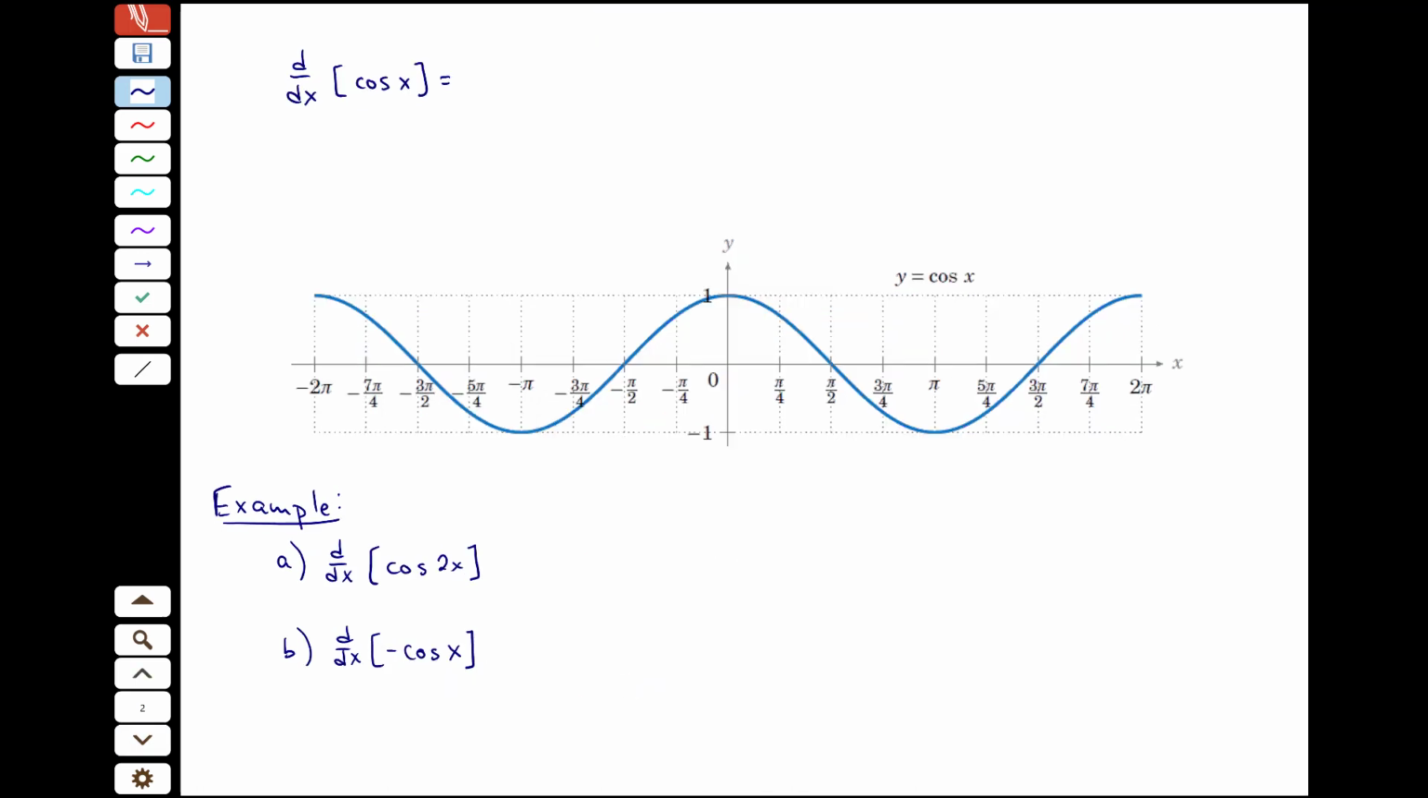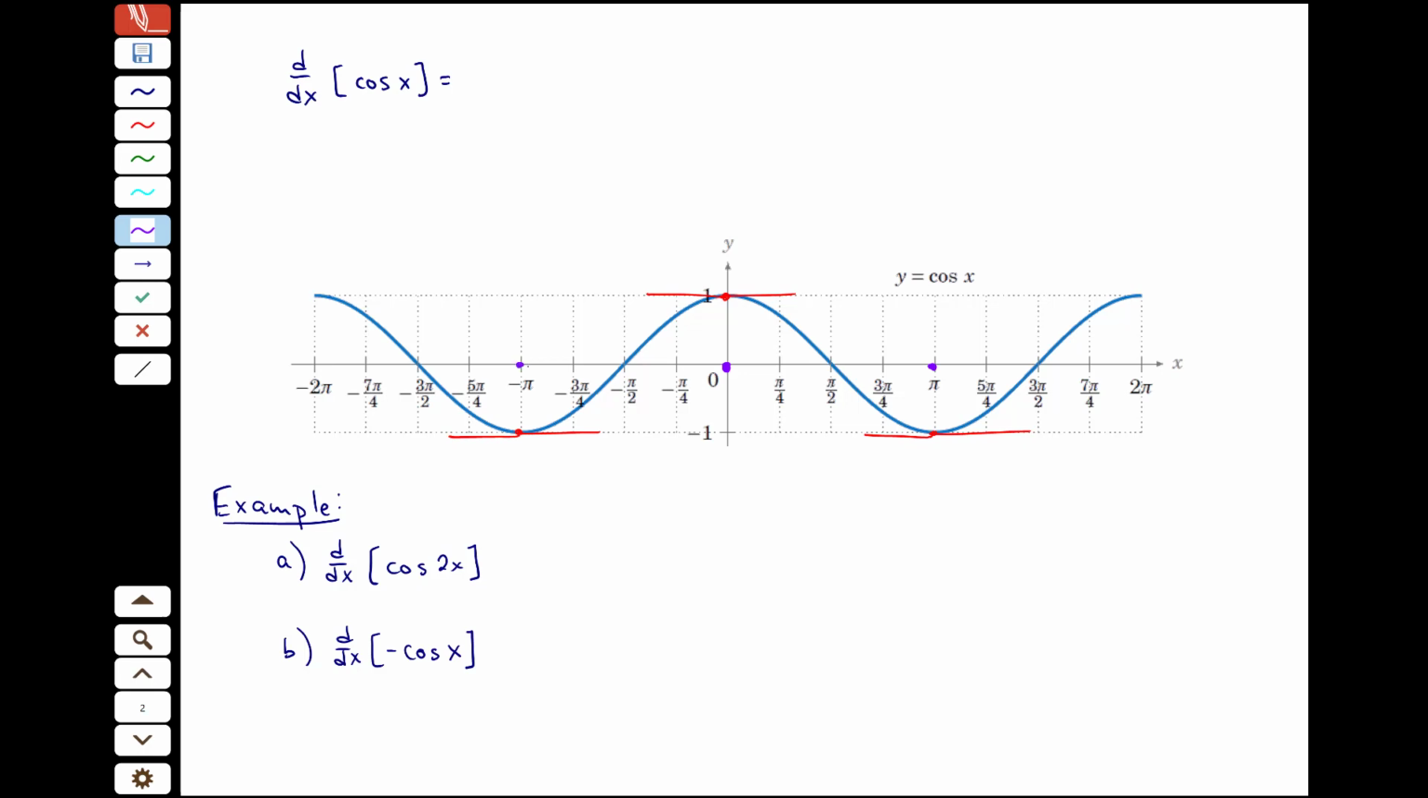Okay, let's look at the derivative of cosine, and we're going to approach this in the same way as we did the derivative of sine. So again, let's start by looking for places where we have horizontal tangent lines, and those occur at 0. And so I know the value of my derivative at 0 will be 0. At pi, I have a horizontal tangent line, and so my derivative is 0. And also at minus pi, I have a horizontal tangent line, and so my derivative is 0.